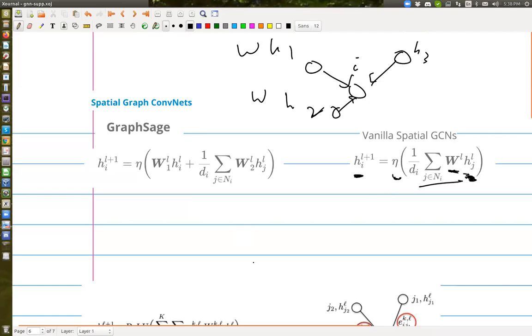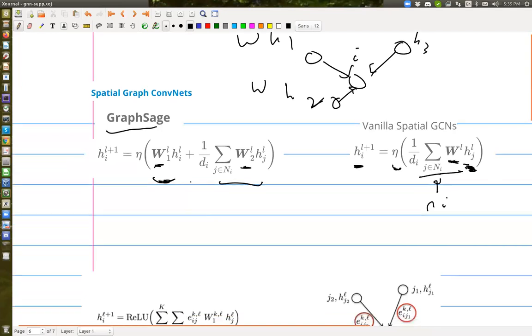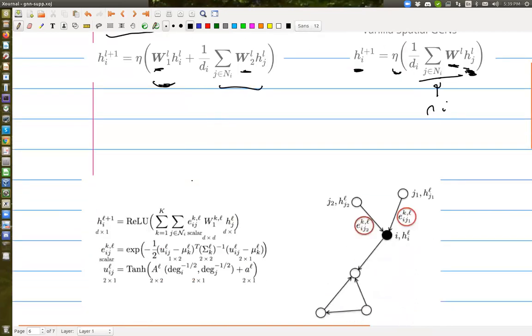So I'll mention a slight modification known as GraphSAGE. We'll treat the center node differently here. I think the neighbors should include the center node probably, the I node here. But for the neighbors, it will multiply by W2 here, and for the center node, it will multiply by another W.